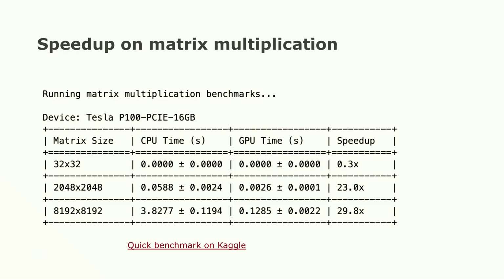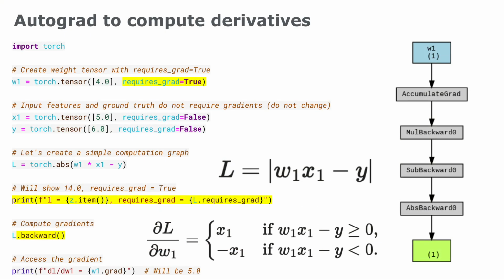Here you see examples of a speedup on a modest GPU that we can get for free from Kaggle. We're going to be using this environment very often in our course. You can click on the link on the slides to explore this code in detail.